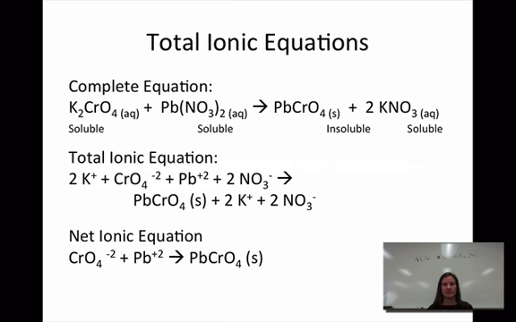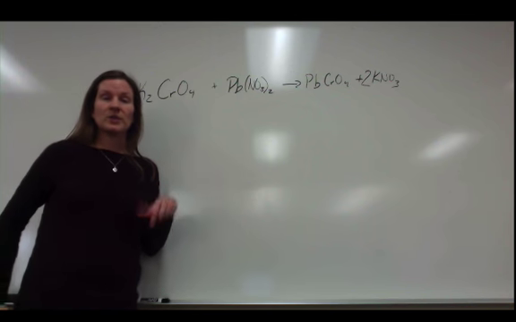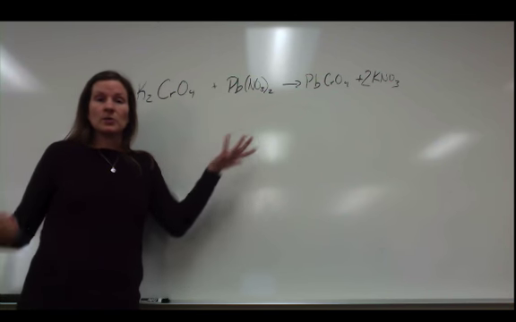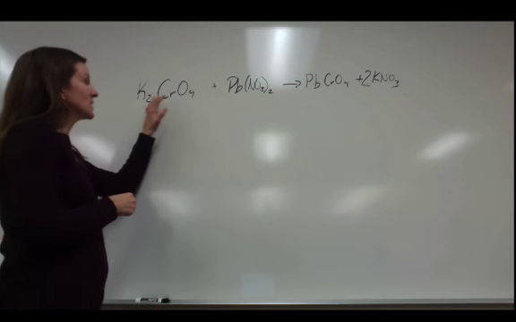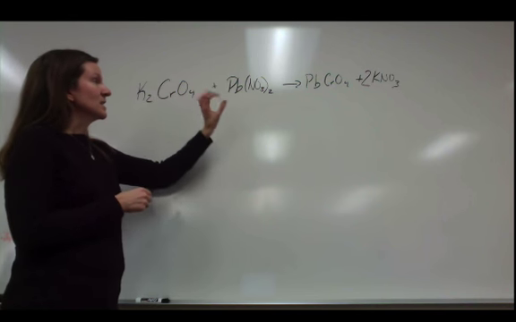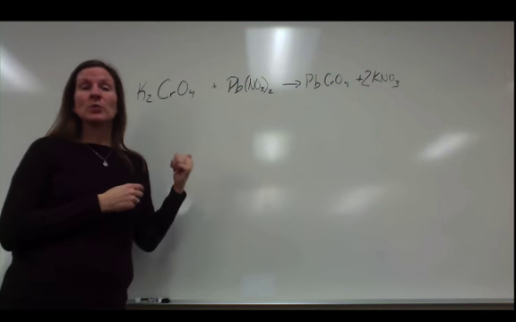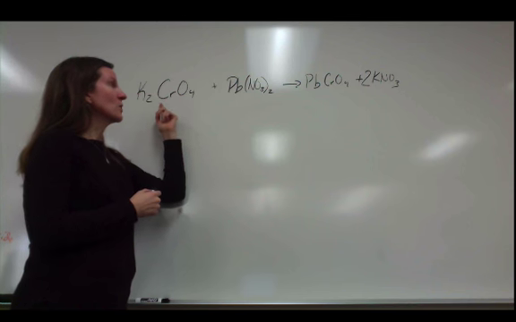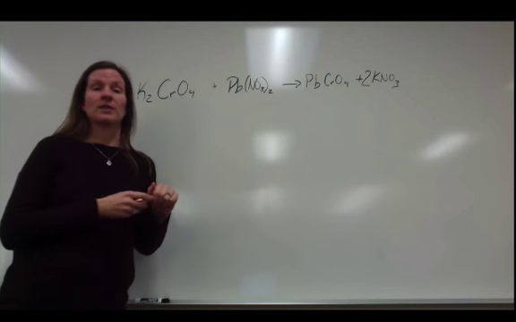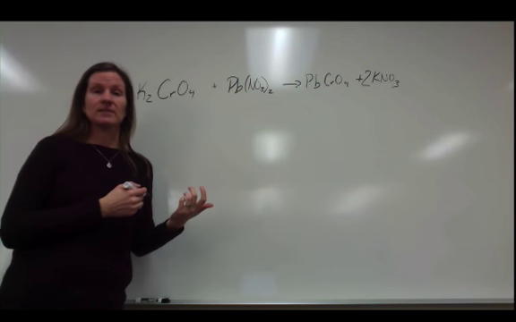So I'm going to walk you through the steps of this particular equation to show you how we came up with it. I have the same equation written on the board up here. This is a normal double displacement reaction. Your potassium and your lead basically changed who they were partnered with. Lead came and partnered with chromate, and potassium went and partnered with the nitrate.